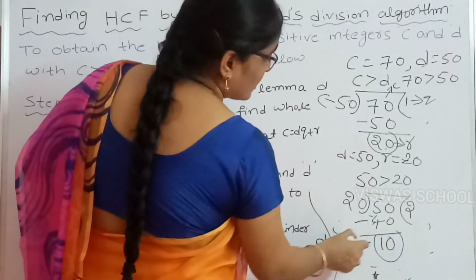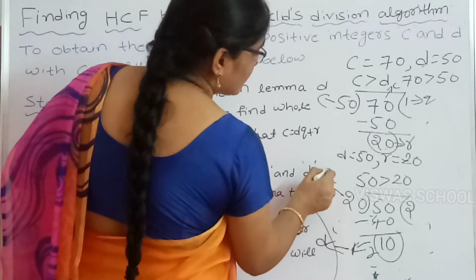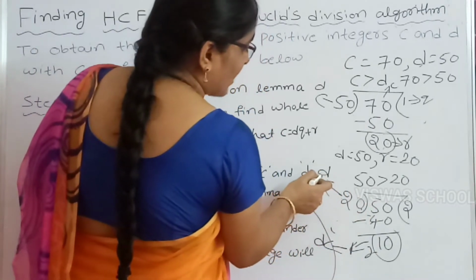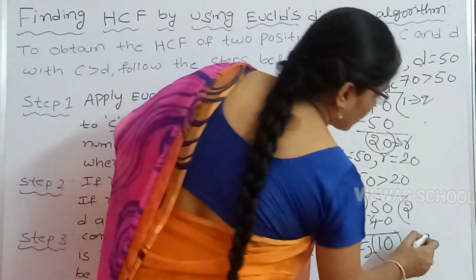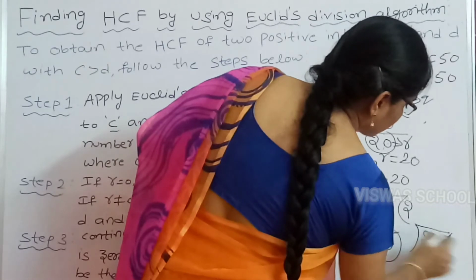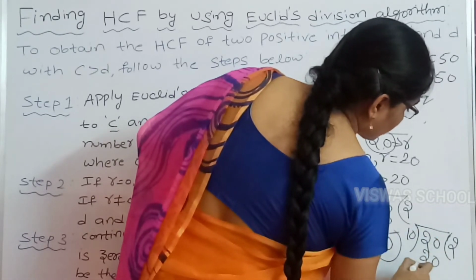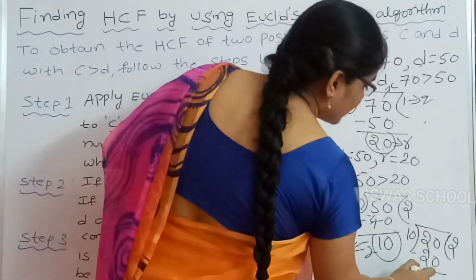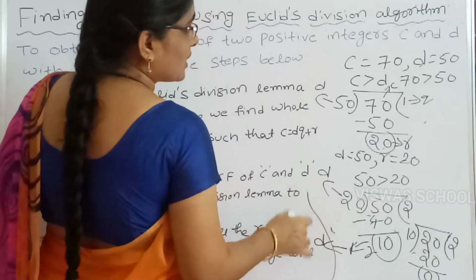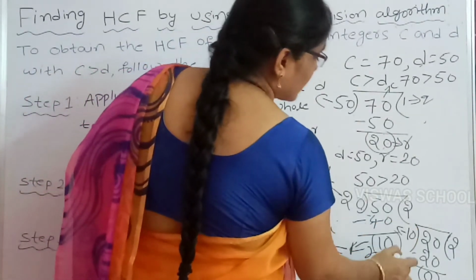That means what? This value is R, and this is D. That is, we have to divide 20 with 10. These are the values of D and R. That is 20 with 10. 10 twos are how much? 20. In this stage, the remainder is what? 0. Okay. Now, what is the HCF here? This 10 is the HCF.